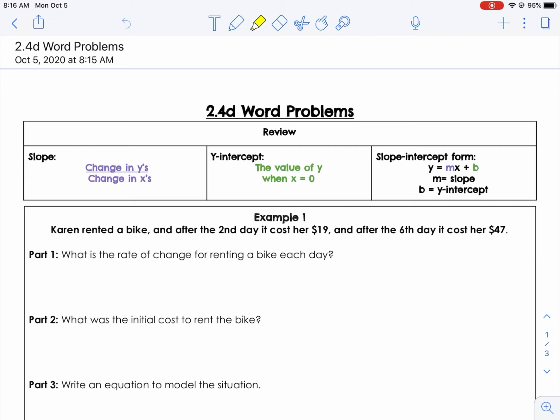So we're going to need to remember that to find slope we need the change in y over the change in x. So y is on top, x on the bottom. And the y-intercept is going to happen at that y value whenever x equals 0. And once we have those two bits of information, we can plug them into slope-intercept form and make an equation.